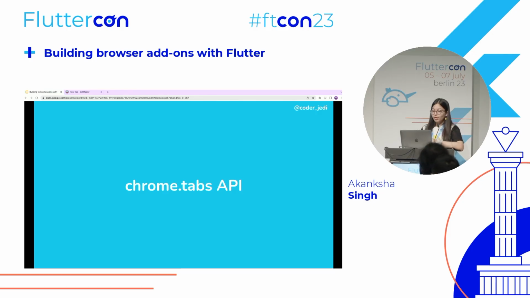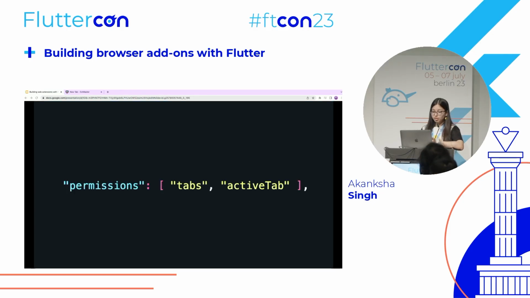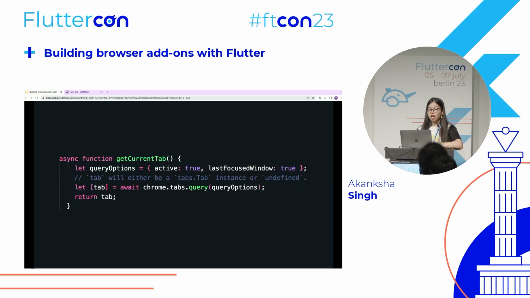In the Chrome Tabs API, the permissions that I am going to use are the tabs permission and activeTab, to get the active tab that is currently present on the window. So this is the JavaScript function that is used to get the current tab. And here you can see the query options, which are active and lastFocusedWindow. If they are true, that means we will get the current window. So this is the JavaScript function, and how can you use this in Flutter?